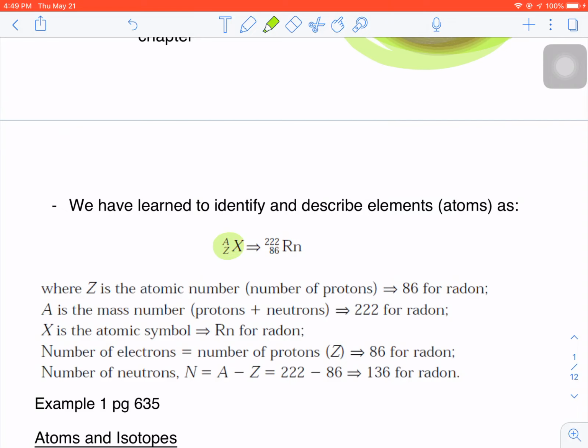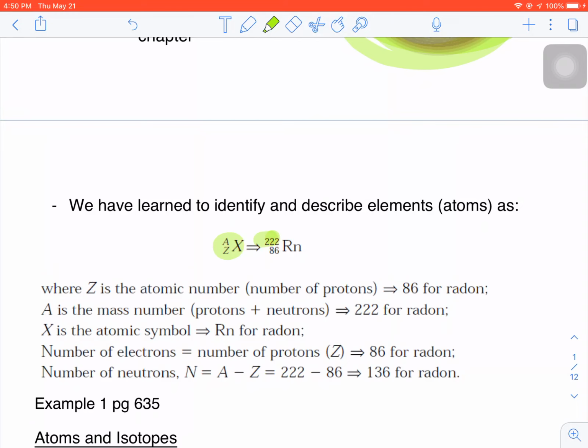Right? So I can go to my periodic table and say, what is element number 86? It will tell me right away it is radon indeed. So those 2 parts are not both necessary because they both tell me the exact same piece of information. The 222 that's up there is the mass, right? It's telling me how heavy that atom is.